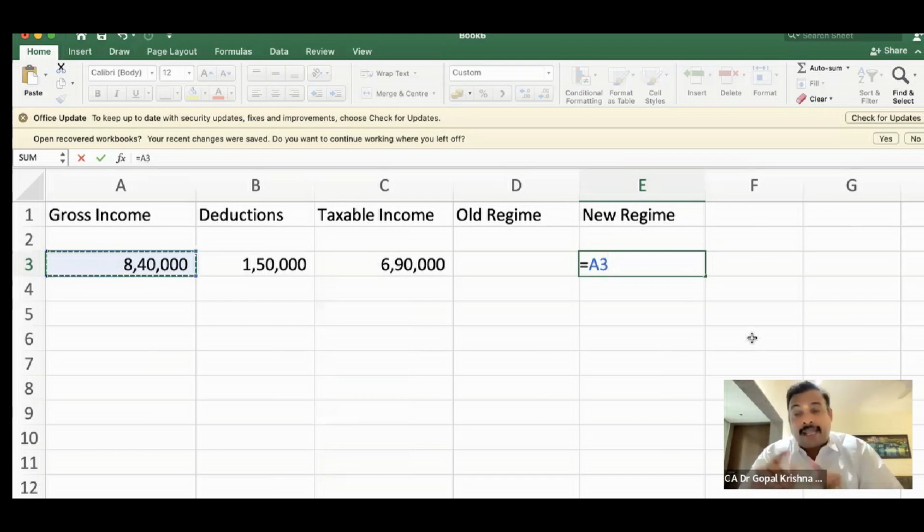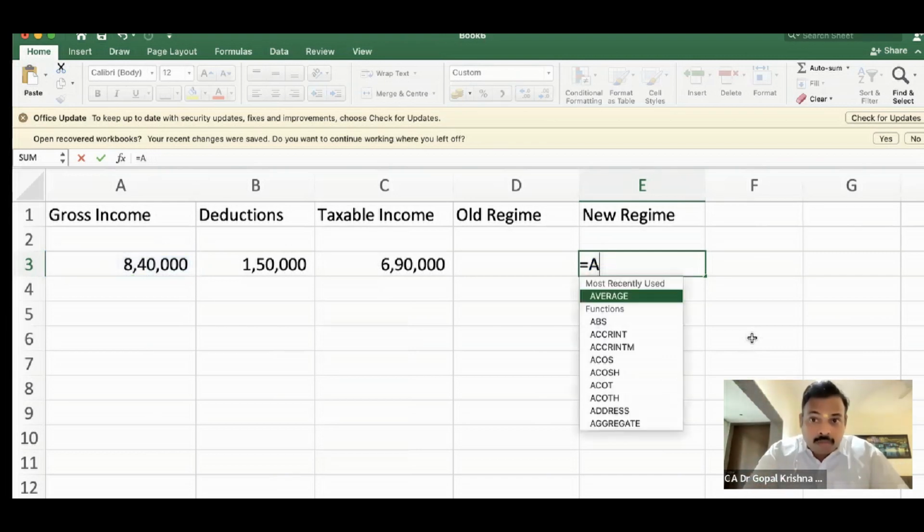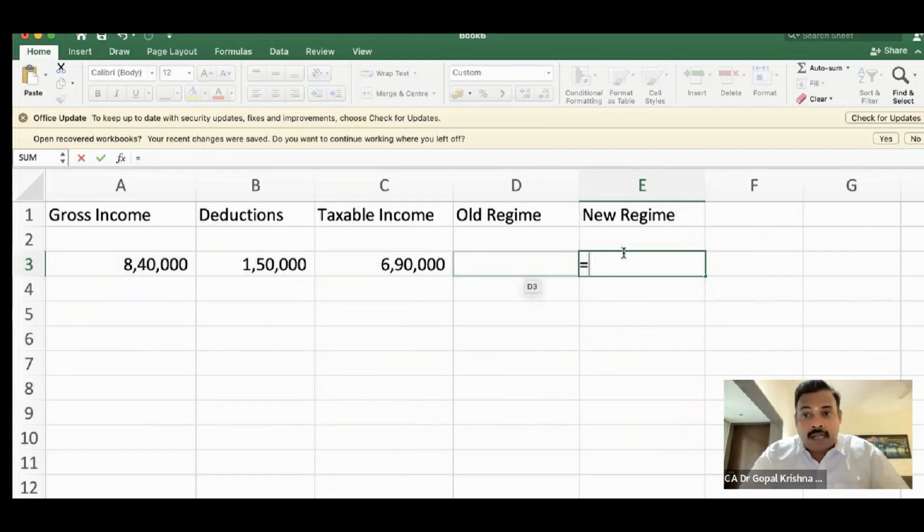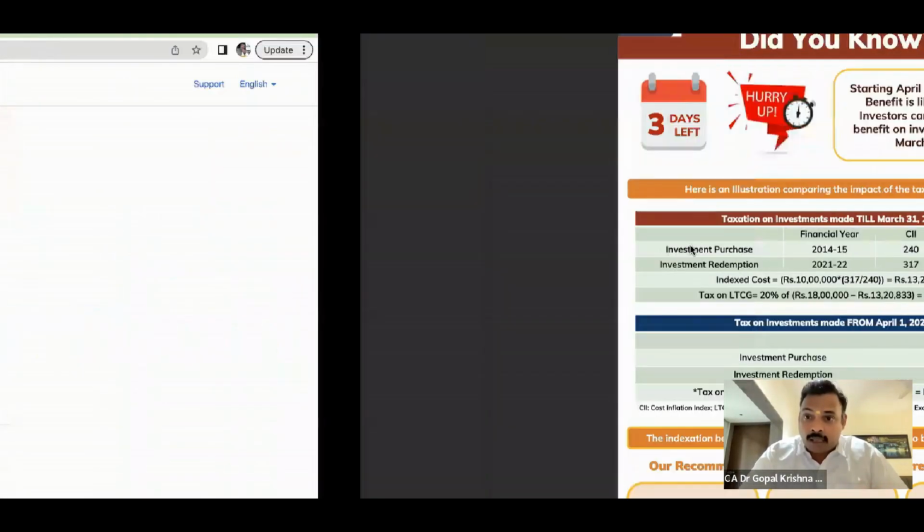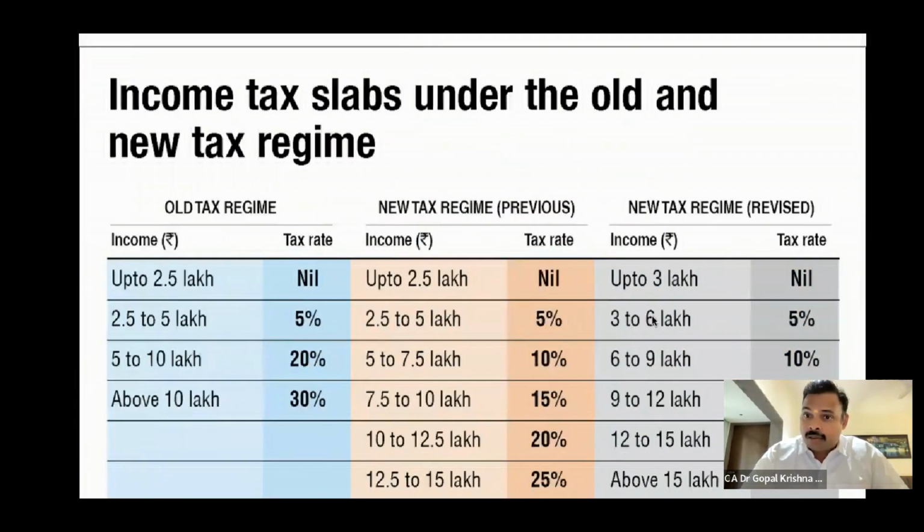So therefore, they gave a marginal relief. So that marginal relief will work out to maximum up to 7,27,777. So you need not worry about the 8,40,000. So the marginal relief is 7,27,777. But now I will be taking you to this 8,40,000 under new regime. How to calculate? Let me give an example. 3 to 6 lakhs is 5%. So that is for 3 lakhs, 5% is 15,000.